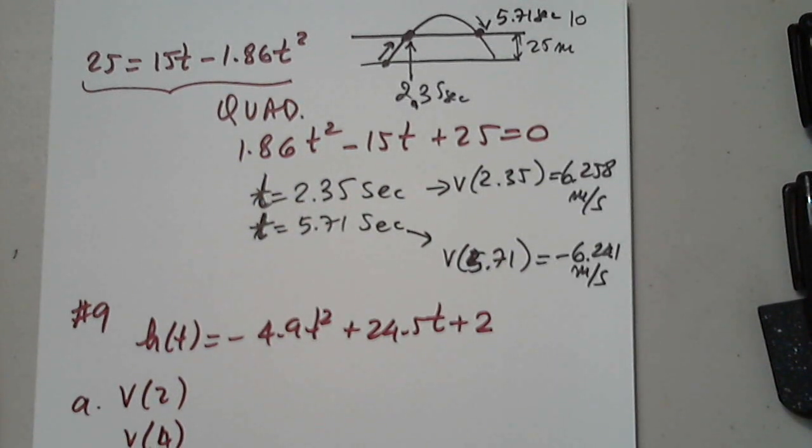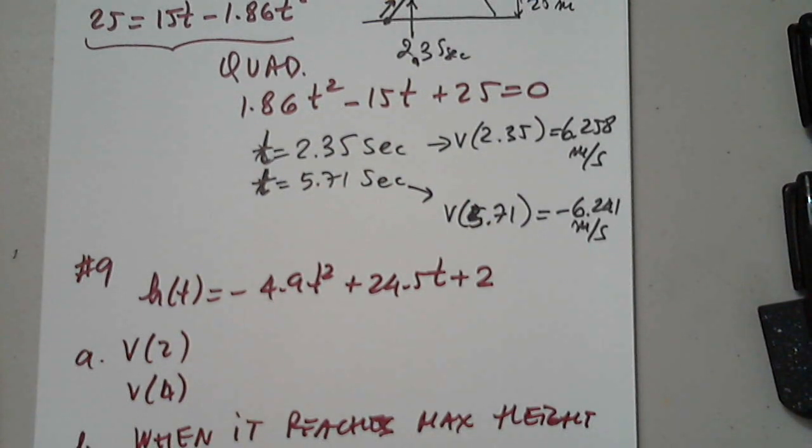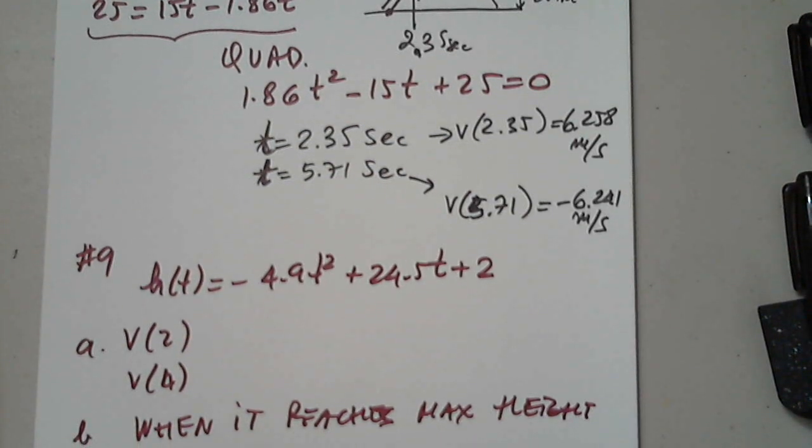When does the projectile reach its maximum height? When it reaches max height. What is the maximum height? I'm copying everything so I don't have to go back to it. Find the max height. And then when does it hit the ground? And what is the velocity? Okay. Perfect.